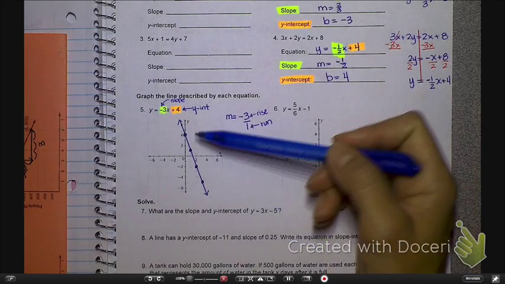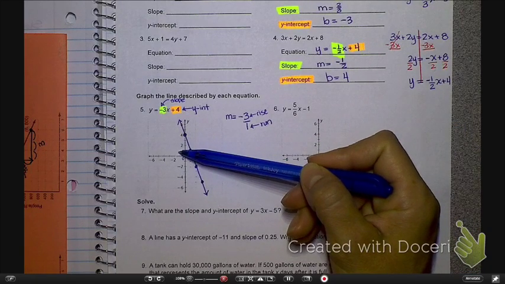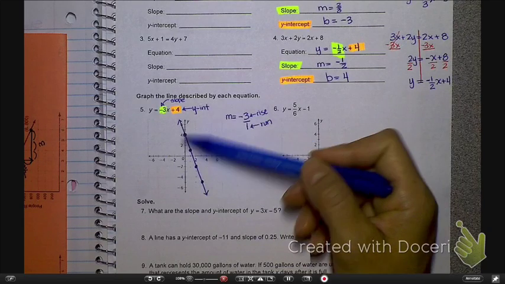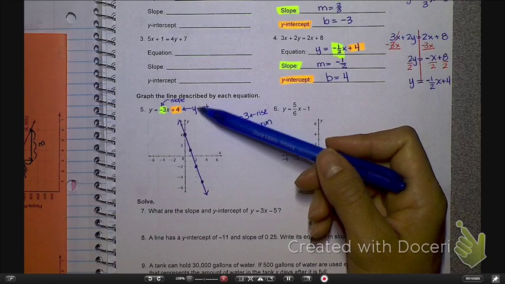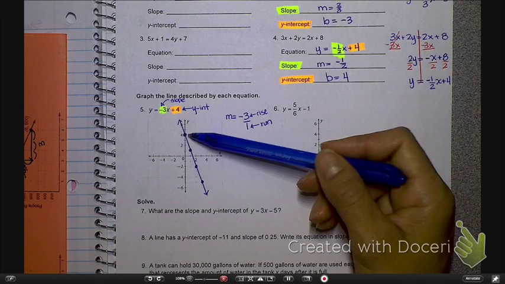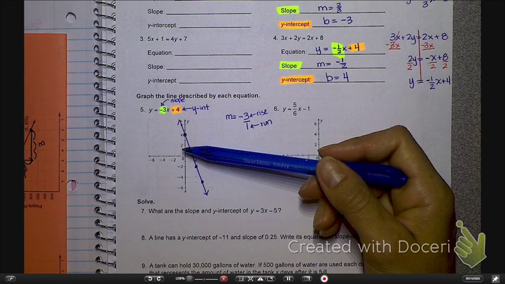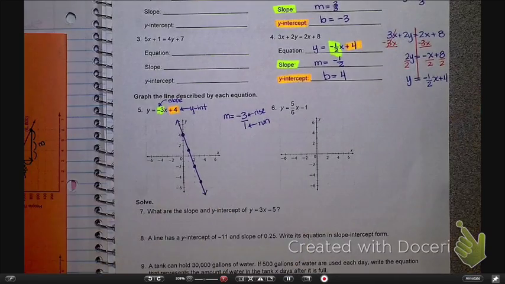What would happen if I messed up and I did down and to the left? What would happen with my line? Would it be going downhill or would it be going uphill? It would be going uphill. So that's why when you're plotting your points using your slope, you always need to move to the right. You need to be consistent. Okay? All right. Let's take a look at the next example.